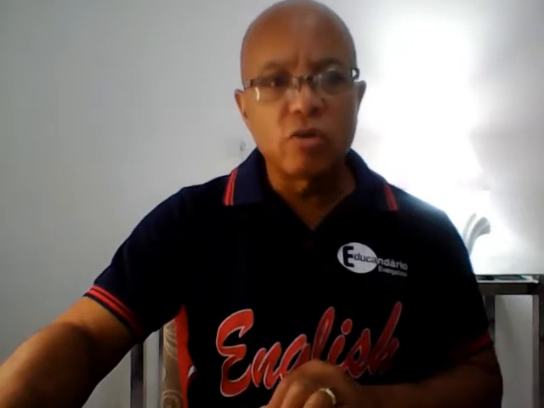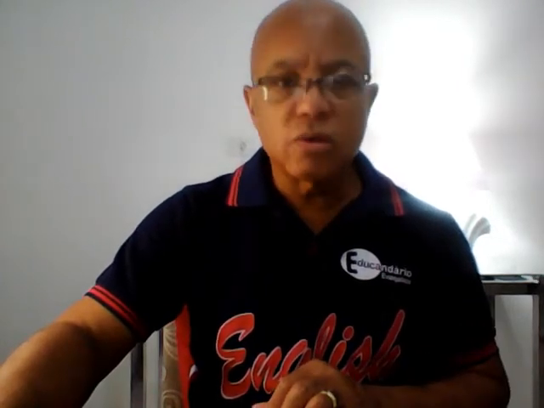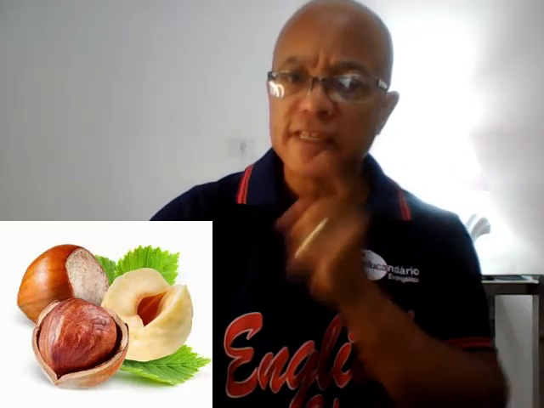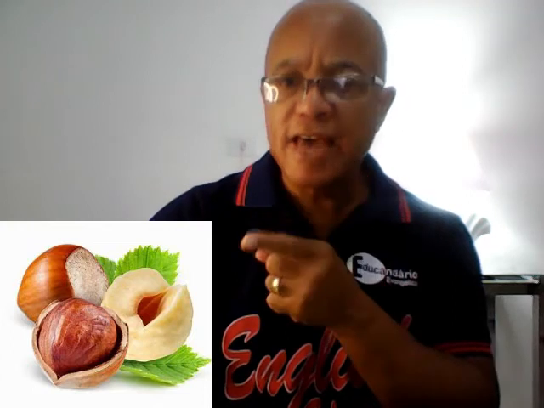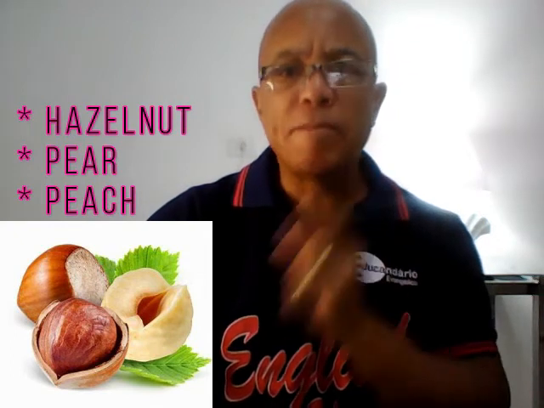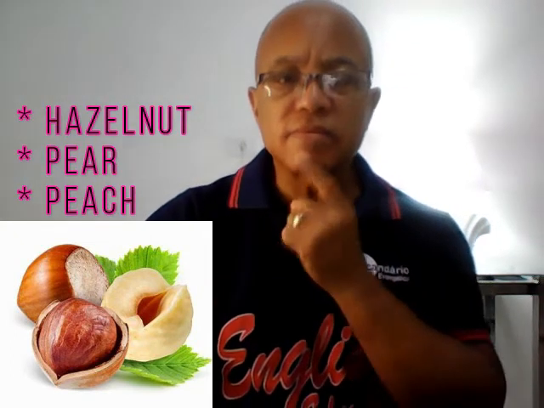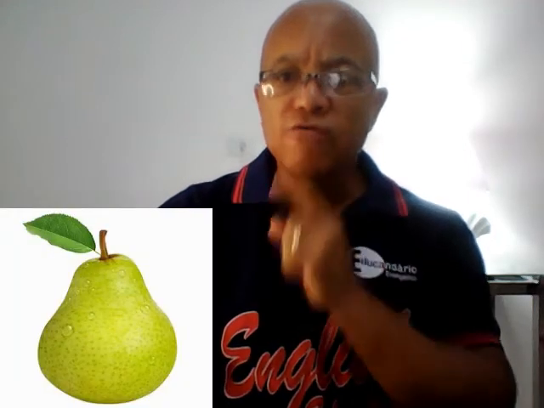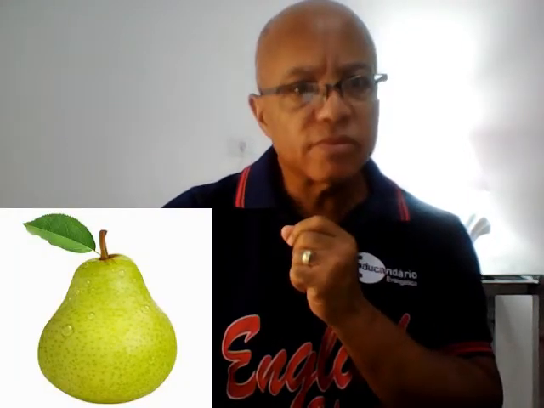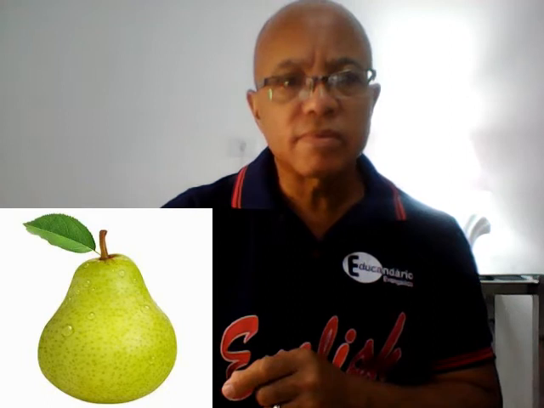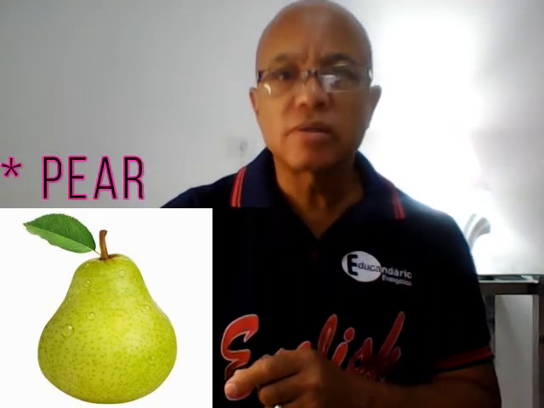So, let's get started with this beginner's vocabulary words with fruits, okay? What fruit is this? Is this a hazelnut? Is it a pear? Or is it a peach? It's a hazelnut. Did you get that? Number two. What fruit is this? Is this a peach? Is it a lemon? Or is it a pear? It's a pear. Good job, guys.